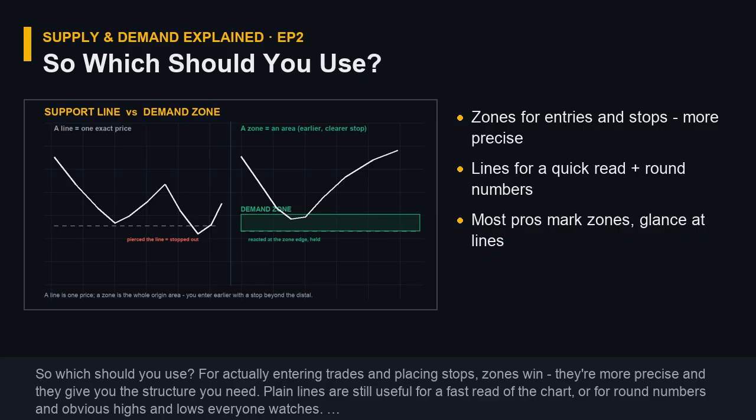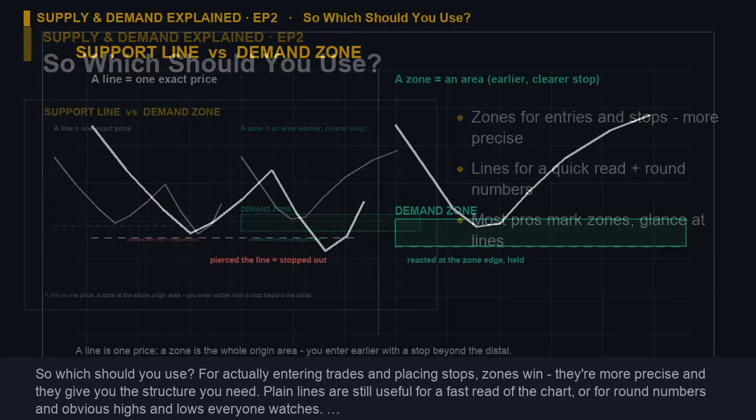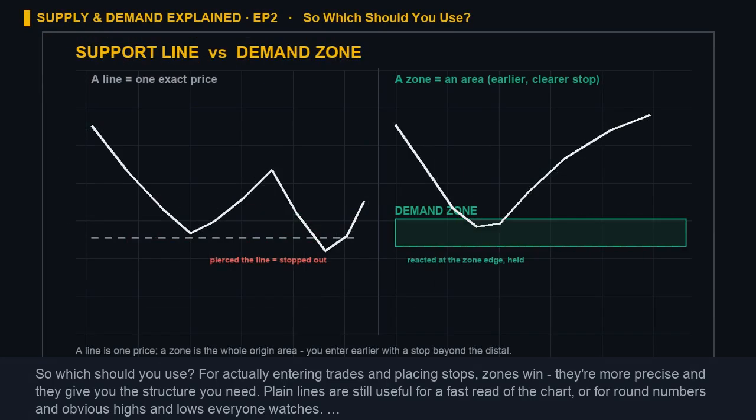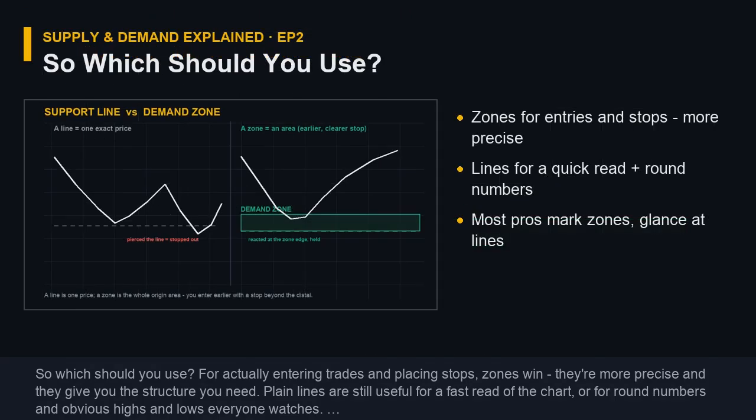So which should you use? For actually entering trades and placing stops, zones win. They're more precise, and they give you the structure you need. Plain lines are still useful for a fast read of the chart, or for round numbers and obvious highs and lows everyone watches. In practice, most traders who use this method mark their zones for decisions and keep a few key lines for context. Zones lead, lines support.